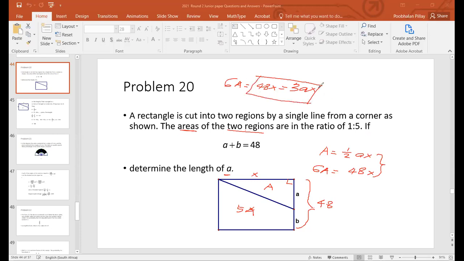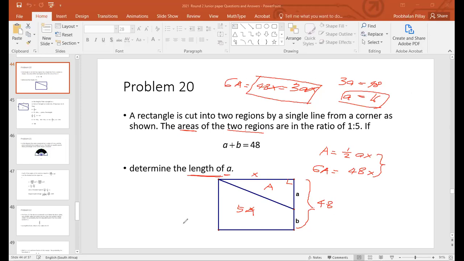Lo and behold, the x's cancel. And you got 3a equals 48. And it's a nice simple equation involving a. A is 16. A is 16. And that was the question. Determine the length of A. That was the problem. So we just solved it.